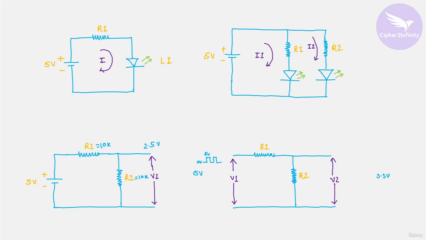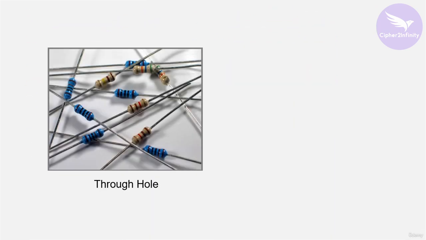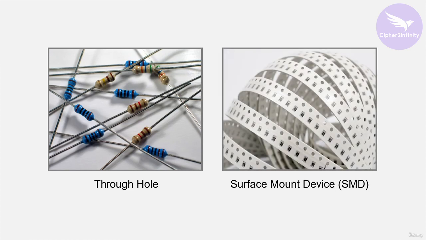Now let me show you the different types of resistor. Resistors are mainly classified into two types. The first one is the through-hole resistor and the second one is the SMD resistor, which stands for surface mount device. Depending on your application requirement, you can select one of the types. For example, if you have a size constraint and want to make your device compact, then you should go for SMD resistor. Otherwise, you can go with the through-hole resistor.